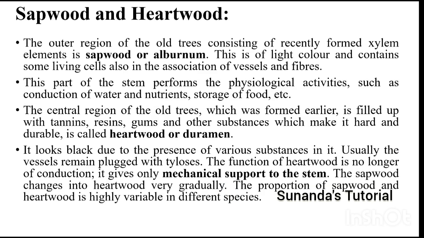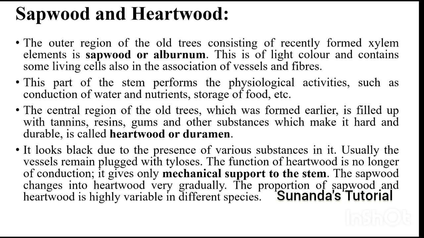Next, what is sapwood and heartwood? The outer region of old trees consisting of recently formed xylem elements is sapwood or alburnum. This is light colored and contains some living cells in association with vessels and fibers. This part of the stem performs physiological activities like conduction of water and storage of food.